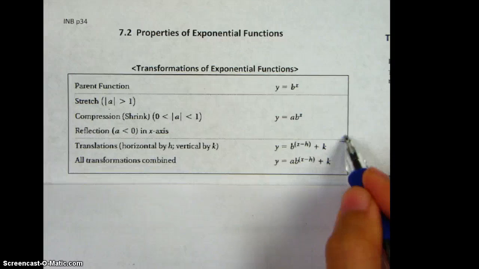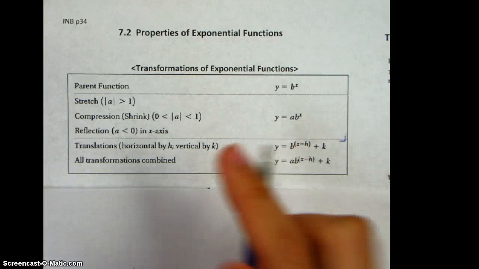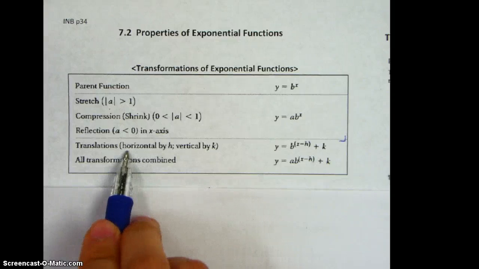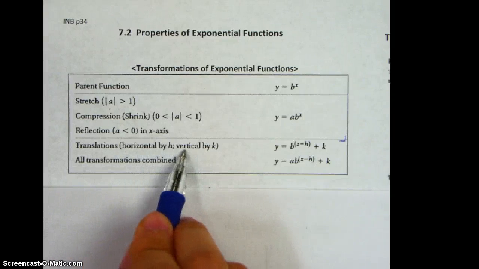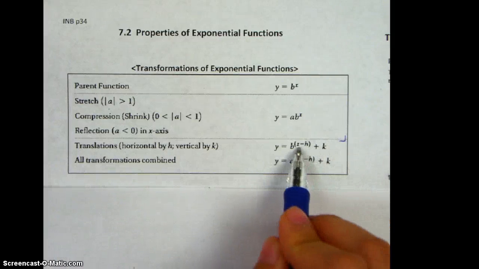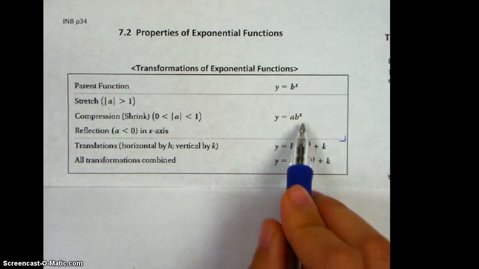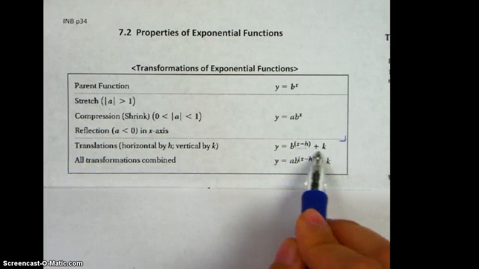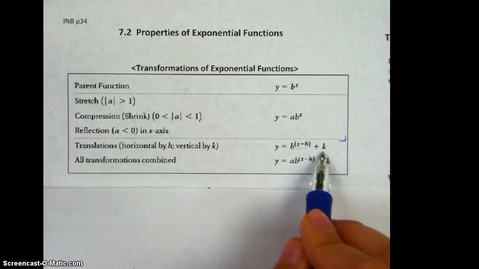So we're going to add on two more translations. These are horizontal translation by h and vertical translation by k. If you have x minus h instead of x, then the graph has been moved h units to the right. If you have k added at the very end, then the graph shifts k units up.